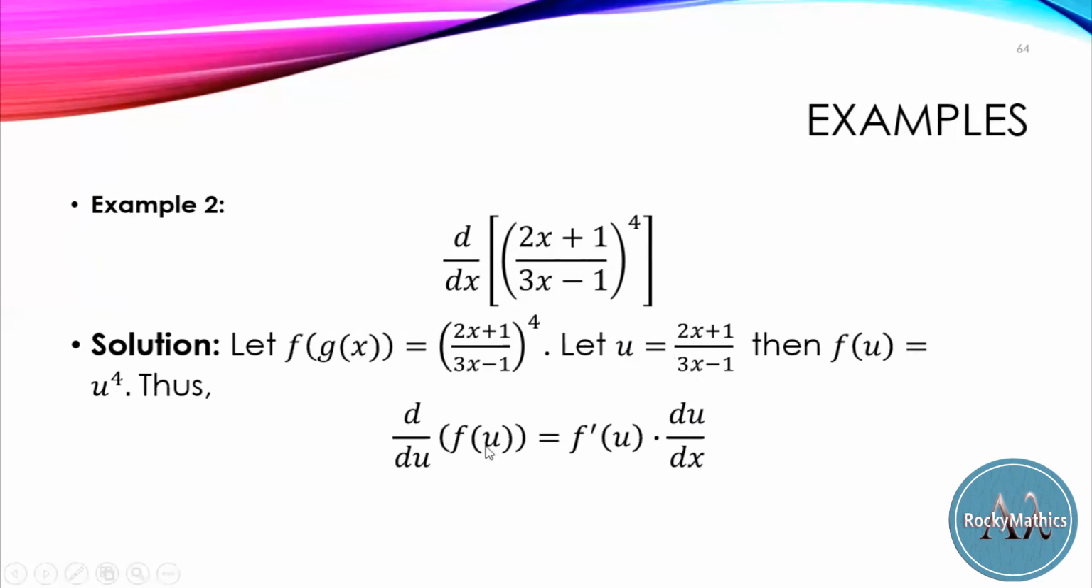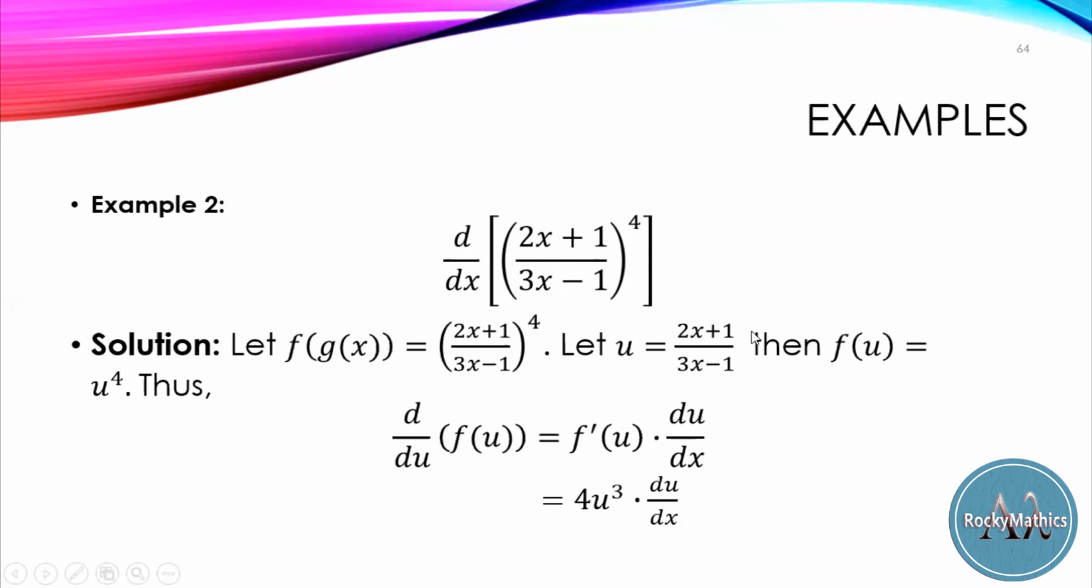the derivative of f of u with respect to x is equal to f prime of u times du/dx, okay? Because we are getting the derivative with respect to x. Now, what is our f prime of u? If we have f of u equal to u raised to 4, then f prime of u, the derivative of f of u, is equal to 4 times u cubed, then times du/dx.